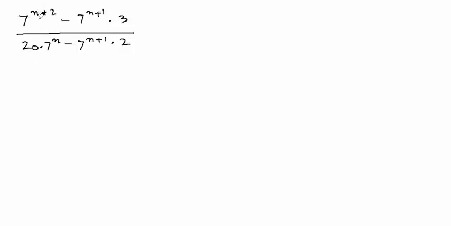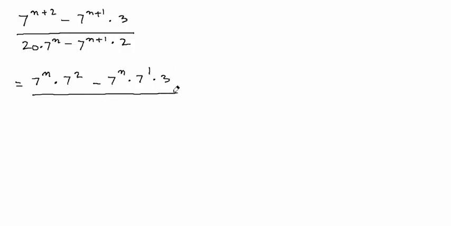Our first job is to split these up. So we are going to rewrite that as 7 raised to the n times 7 squared, or 7 raised to the 2, minus 7 raised to the n times 7 raised to the 1, times 3, all over 20 times 7 raised to the n, minus 7 raised to the n times 7 raised to the 1, that's 7 raised to the n plus 1, times 2.